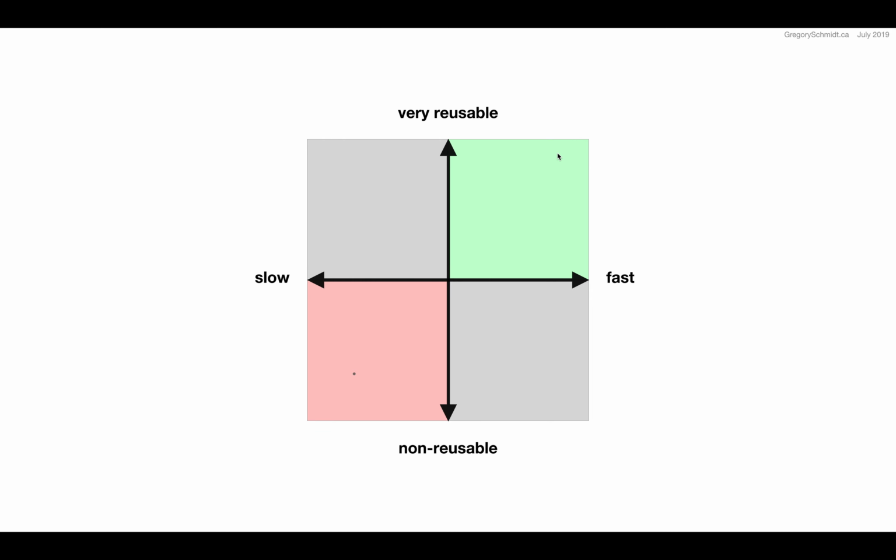In previous blog posts, I have discussed how modularity and reusability lead to the ability to move quicker and more cheaply. But the question is how one moves from the bottom left, where things are slow and non-reusable, up towards the top right, where things are moving quickly and are very reusable. And I think there are two different routes to get there.